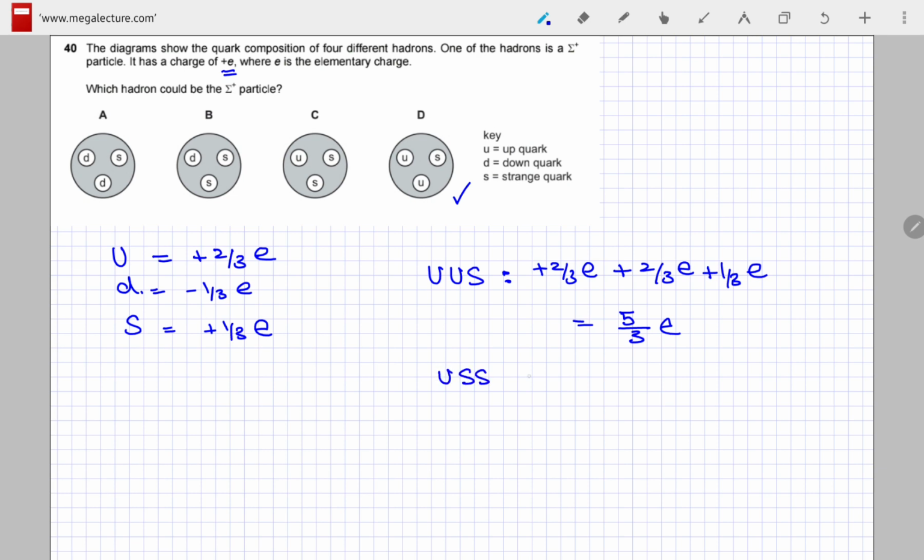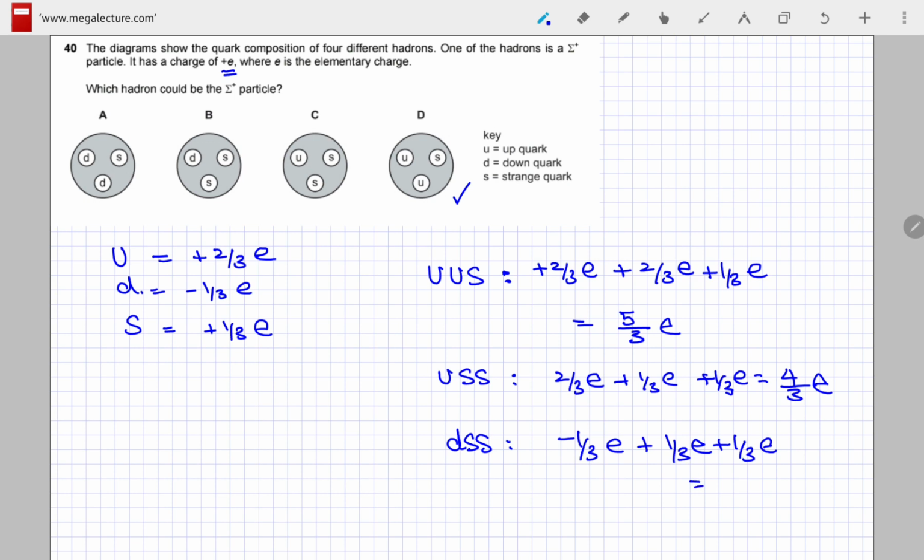What about USS? That's 2 by 3 e plus 1 by 3 e plus 1 by 3 e. So this gives me 4 by 3 e. So this cannot be the answer either. Then you have DSS, where the down quark is minus 1 by 3 e, and the S quarks are plus 1 by 3 e plus 1 by 3 e. So this gives me 1 by 3 e. How about D, D and S? So this gives me minus 1 by 3 e minus 1 by 3 e plus 1 by 3 e.